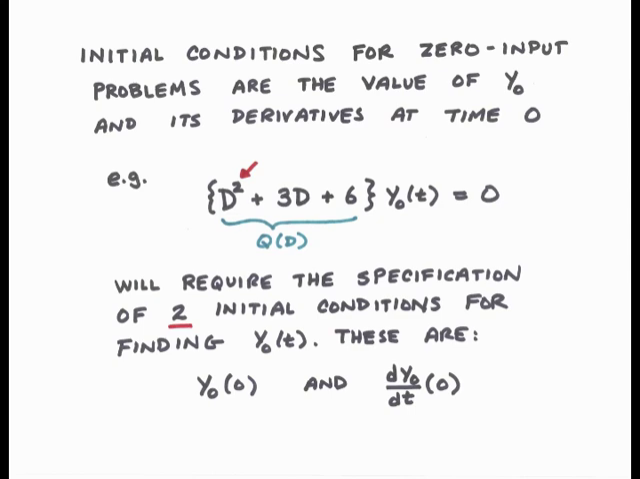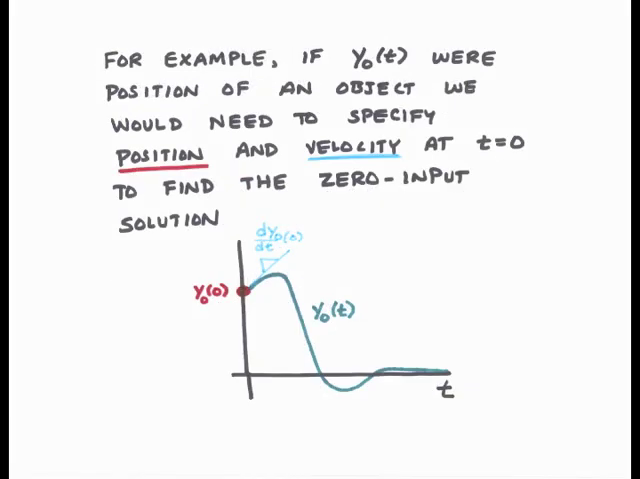The two initial conditions that are needed are the values of y0 at time 0 and the value of its derivative at time 0. These two initial conditions will give the coefficients in the general solution of the problem, c1 and c2. For example, if y0 were the position of an object and we had the differential equation that was second order as on the previous page, we would need to specify the position, y0, and its velocity, dy0/dt, at time 0 in order to find the zero-input solution.